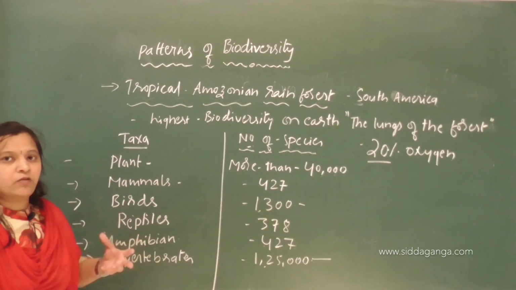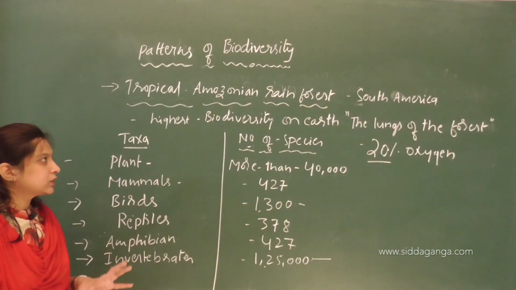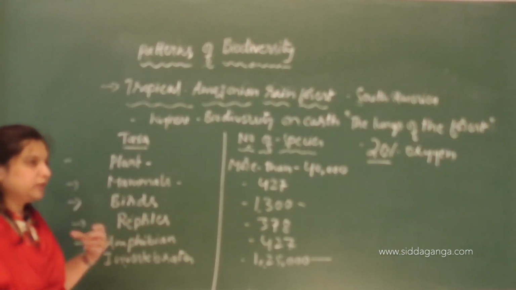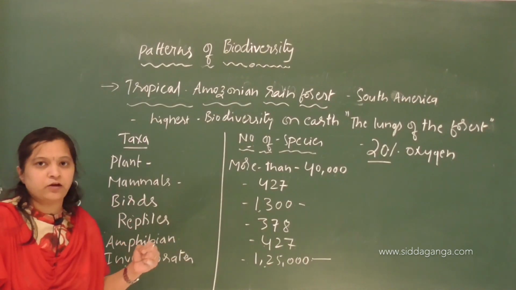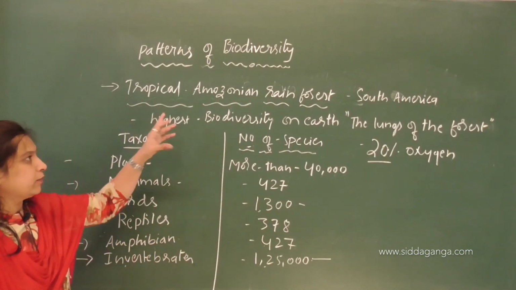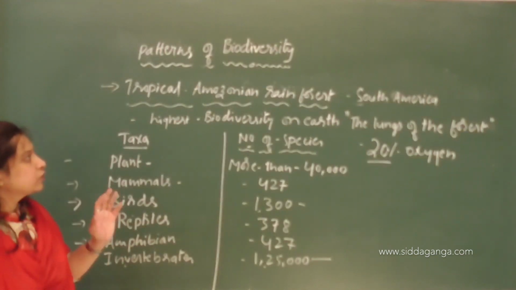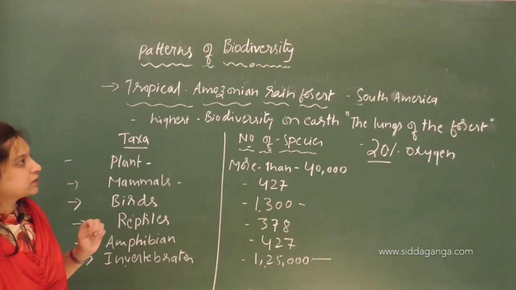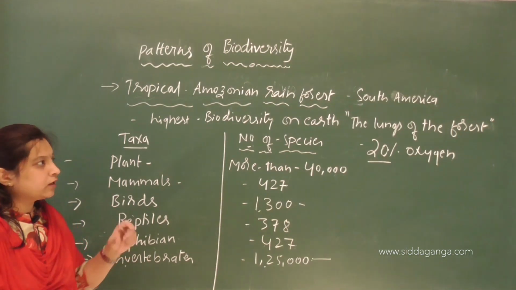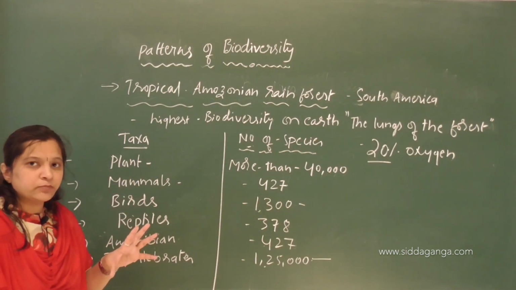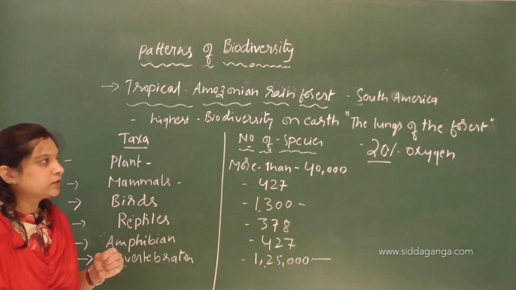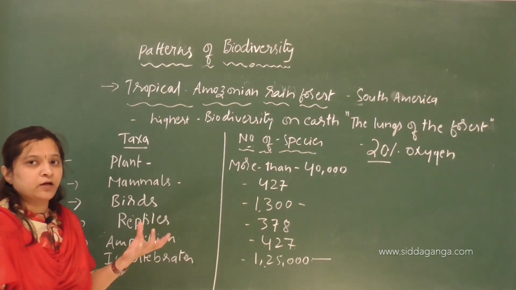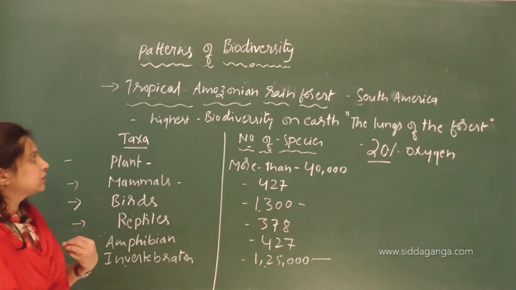So these are all discovered species. Still, in this forest there are nearly millions of insect species that have to be discovered and described. So the tropical Amazon rainforest is located in South America. It is called the lungs of the forest because we are getting 20% of the earth's oxygen from this rainforest because of the presence of more diverse plants.